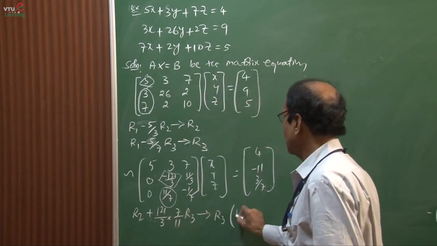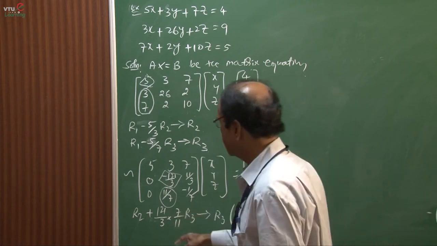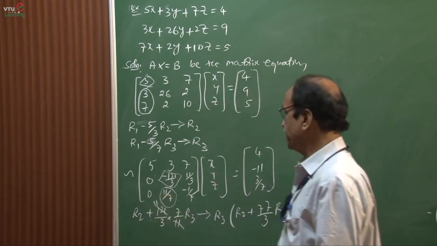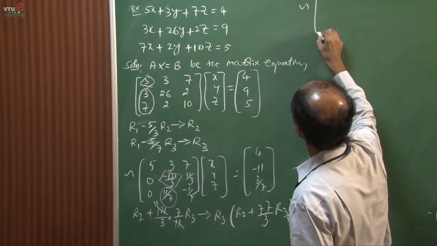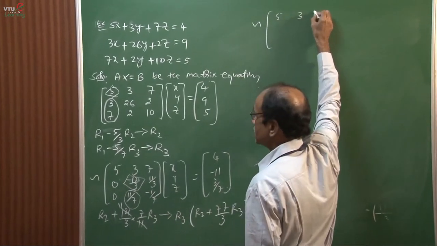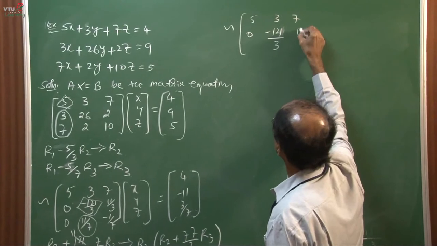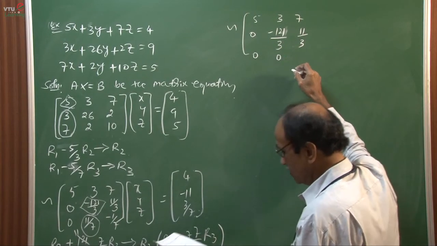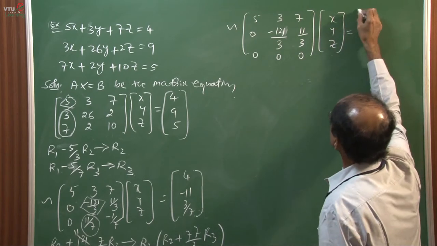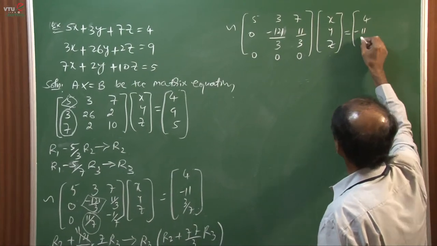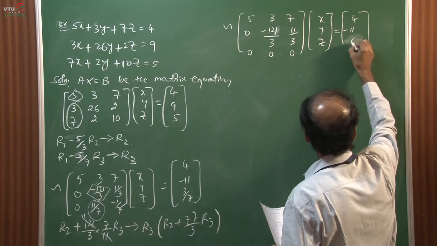Otherwise, if you simplify this R2, this gives plus 77 by 3 R3, because 11 into 11 is 121, 11 into 7 is 77, and 3 is there, 3 is there. Now this matrix is equivalent to, first two rows are same, 5, 3, 7; 0, minus 121 by 3, and 11 by 3; this is 0 and this is 0, and here coincidentally this is also 0. X, Y, Z, that is 4, minus 11, and 0 according to the calculation.